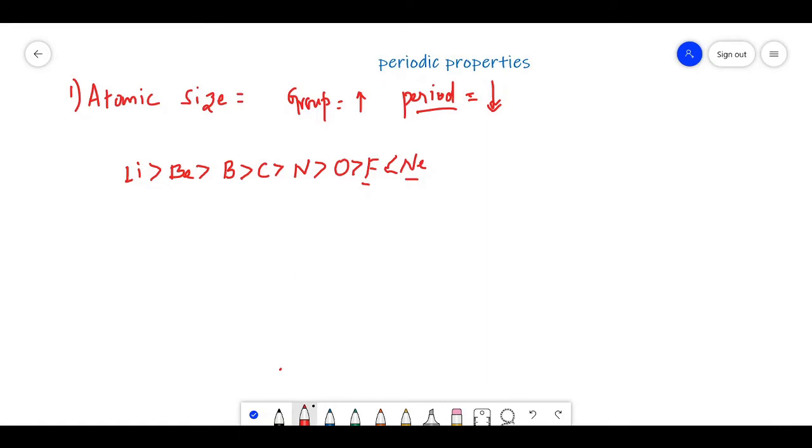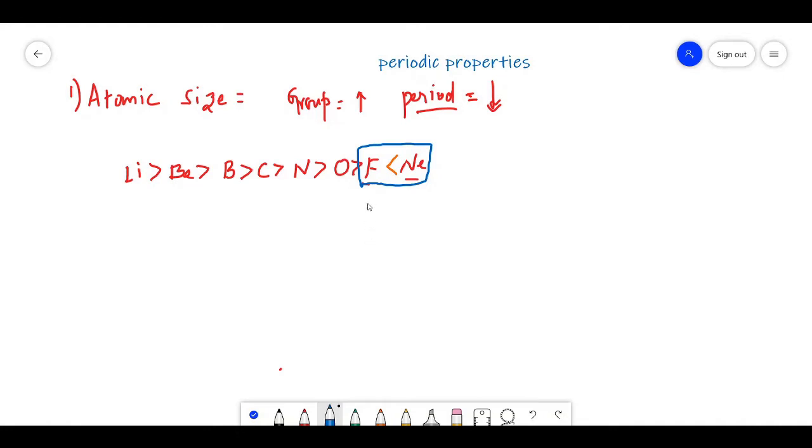Why is this happening? Neon is a noble gas, and noble gases have a van der Waals radius, which is larger than the covalent radius. That is the only reason why the size of fluorine is less than neon. According to the trend, fluorine should have a larger size than neon, but what we observe is that fluorine has a smaller size. So this is a very important point in size. This is the only exception, and the same exception is repeated down the group.